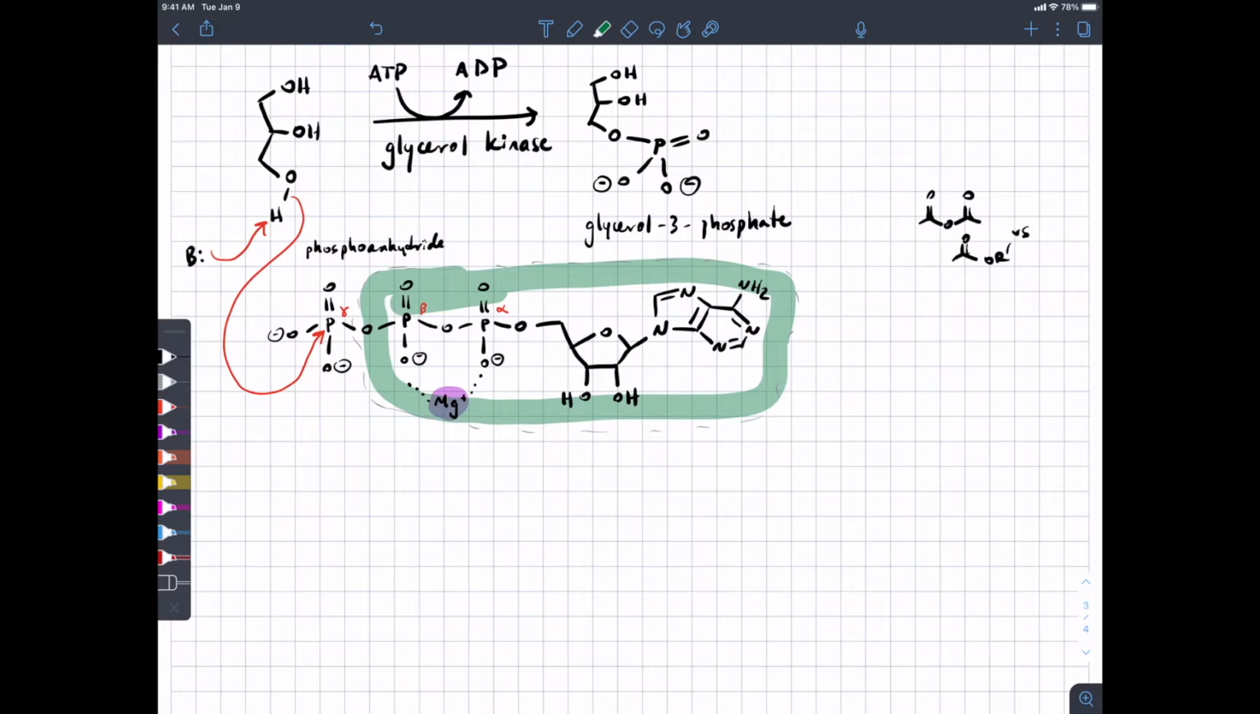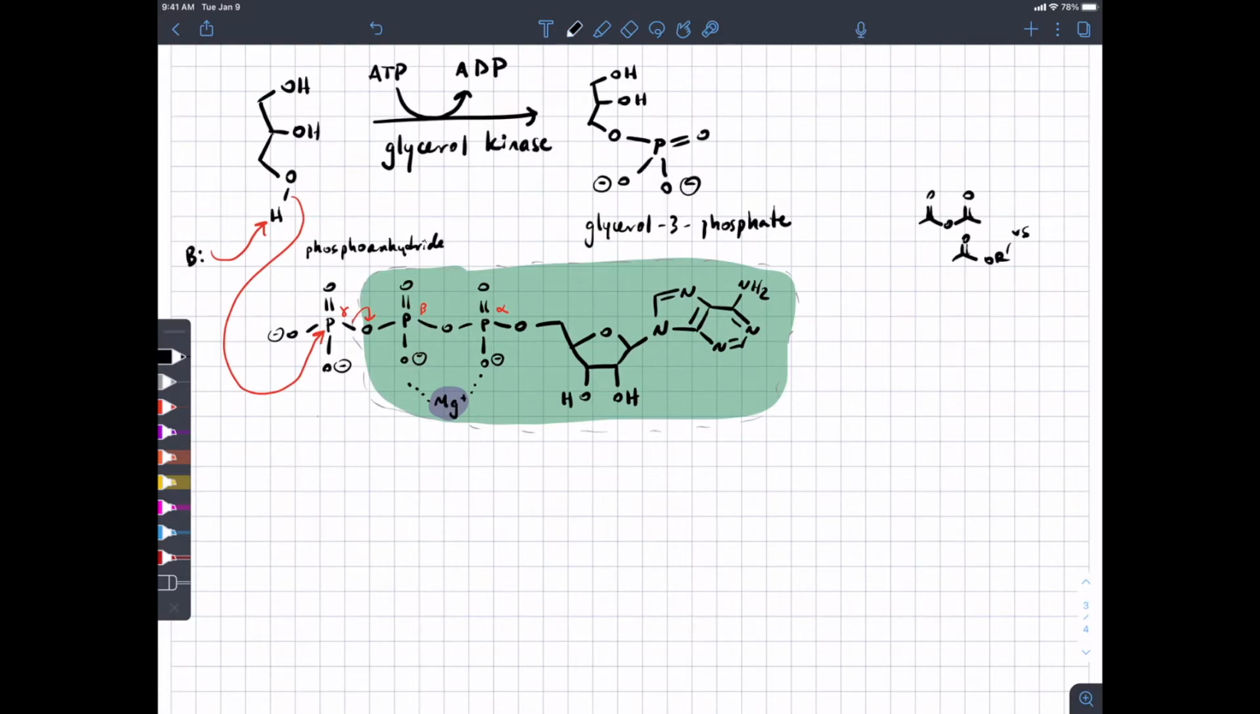And the reason it's a good leaving group is because it's the conjugate base of a strong acid. Phosphoric acid is our model acid, and the first pKa of phosphoric acid is pretty low. It's in the ones to twos, and so it's quite easy for this leaving group to leave, to say nothing of the fact that you've got magnesium here that's neutralizing some of the negative charge.